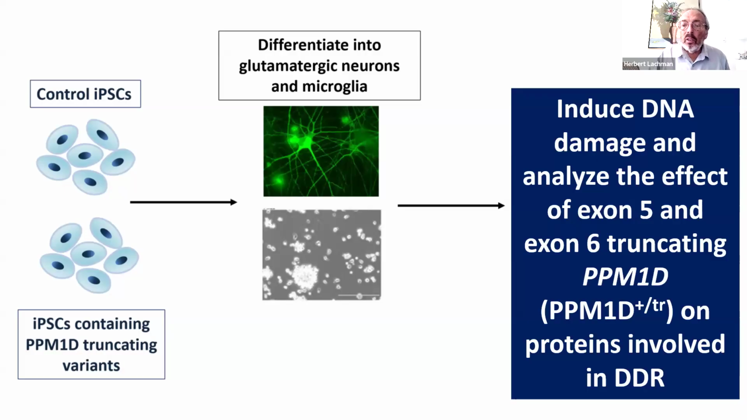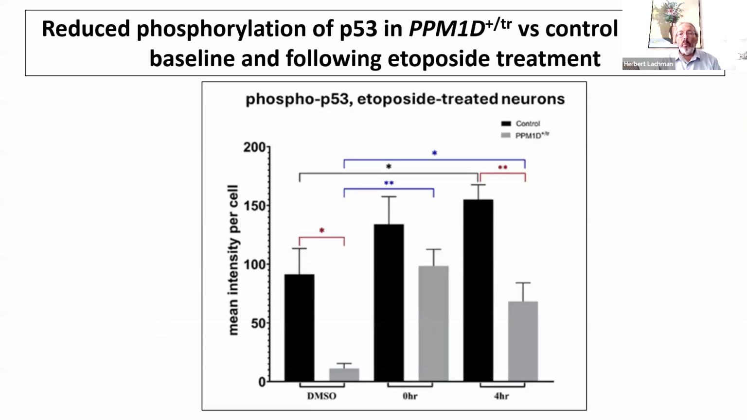So we look at control cells, we look at cells containing truncating mutations, and we study the effect of DNA damage. Here's one experiment we did in neurons exposed to this drug called etoposide, which causes DNA damage. We noticed right off the bat that neurons have some kind of underlying activation of p53 by phosphorylation, lots of phospho-p53. This is due, I think, to our culture conditions, which are creating a kind of oxidative stress and DNA damage that constantly requires DNA repair.